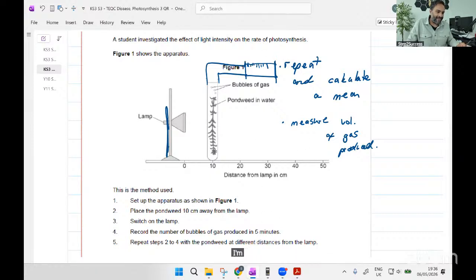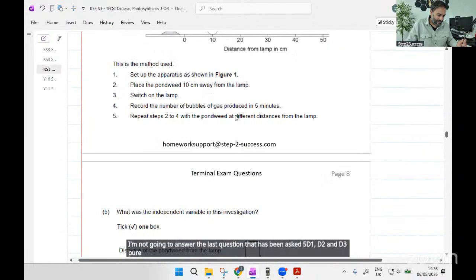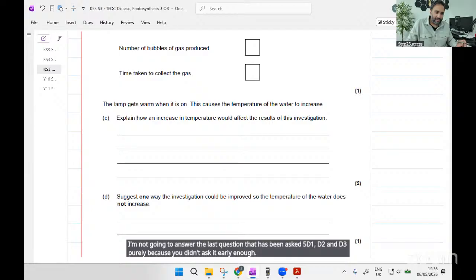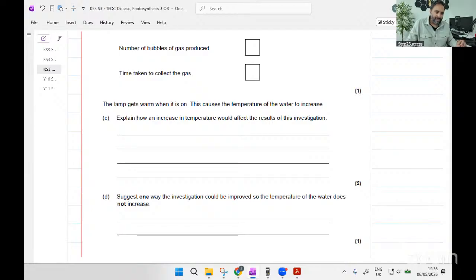I'm not going to answer the last question that has been asked, 5, D1, D2, and D3, purely because you didn't ask it early enough, which suggests to me that you're looking at it right now.